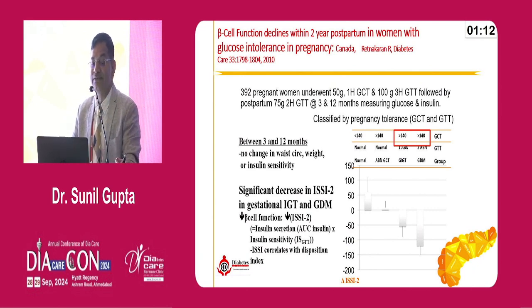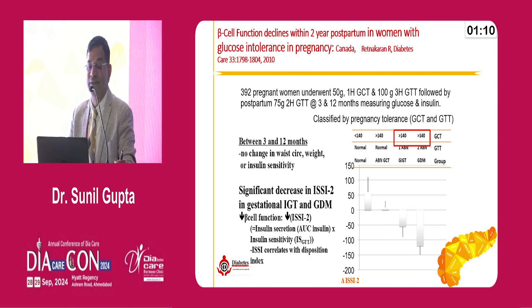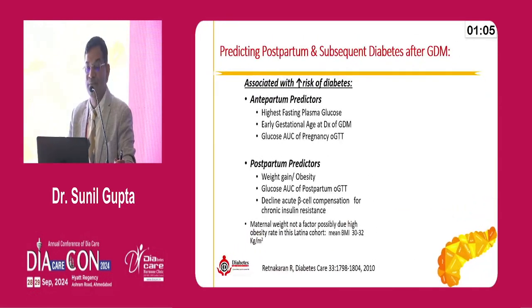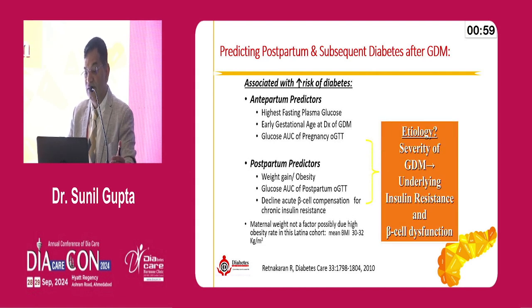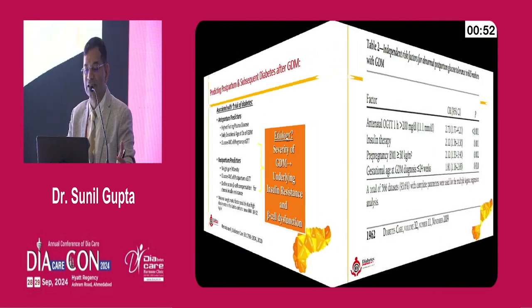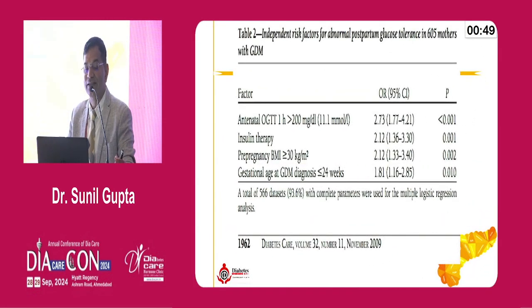Even the beta cell function declines within 2 years postpartum in these women, and these women need to be followed for development of diabetes in the future. Predicting postpartum, you have to see the risk profiles. It is more severe if the woman is requiring insulin therapy or has high fasting blood glucose; they are likely to develop diabetes in future. These are the risk factors: 1 hour more than 200, requiring insulin therapy, higher BMI, gestational weight gain, and diagnosed before 24 weeks of pregnancy.